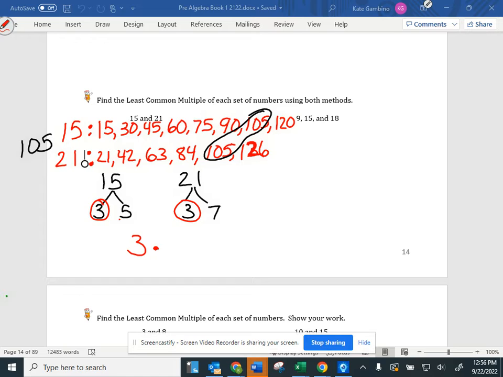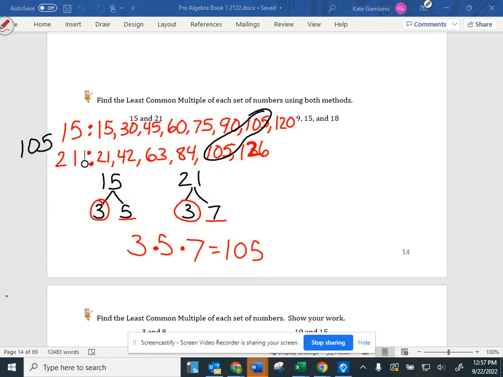So now I go back and I write all of my leftover factors that I didn't circle, and I multiply them together. 3 times 5 is 15. 15 times 7 is, shocker, 105. Ooh, I did it right. When I work it out both ways, that's my way of checking my work. I got the same answer both ways.